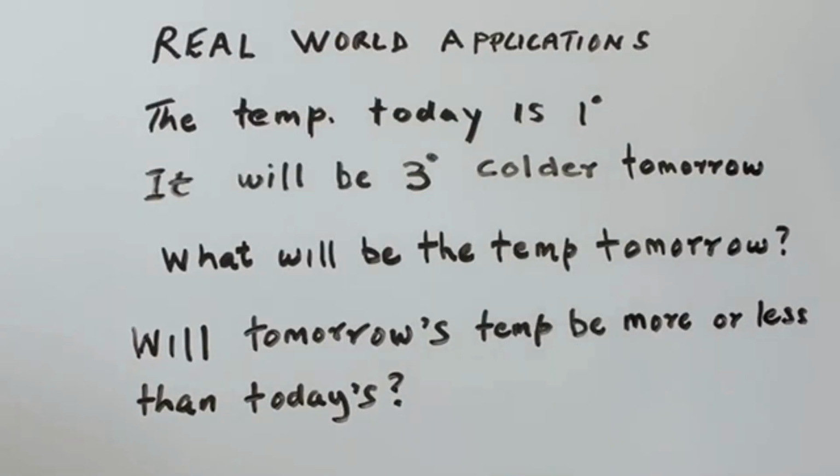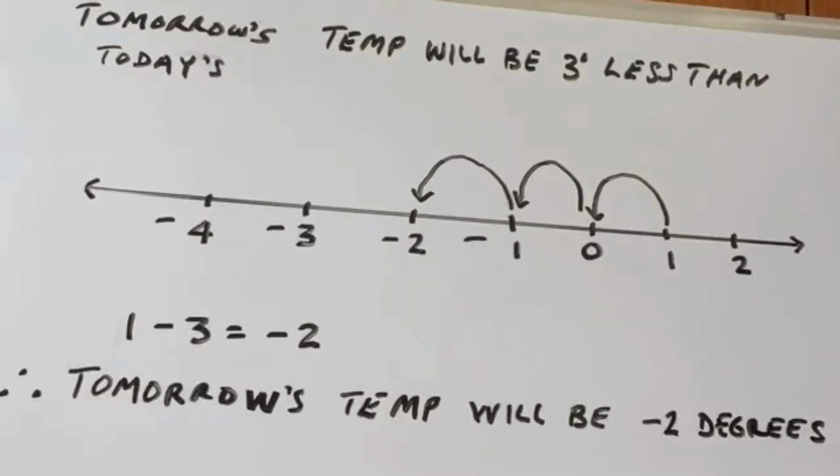Well, the first thing you have to ask yourself is, will the temperature tomorrow be more or less than it is today? If you get that part right, then we can move on to using our number line to help us solve the problem. Now, since tomorrow will be 3 degrees colder than it is today, it actually means that tomorrow's temperature will be 3 degrees less than it is today. So congrats if you got that part right.